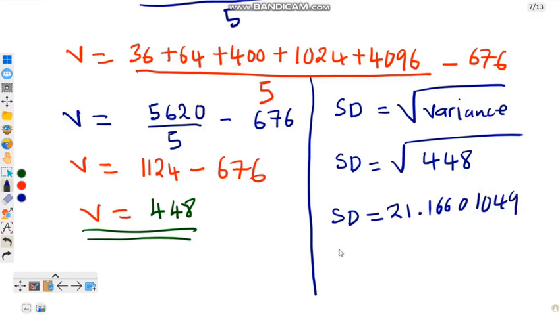So okay, we can leave our answer correct to 3 significant figures. Standard deviation is equal to 21.2. This is our answer. So we have found the variance for this example 2. We have used our method 1. We can try to use our method 2, which is the table, to see if we are going to get the same variance. Okay, so let's see.